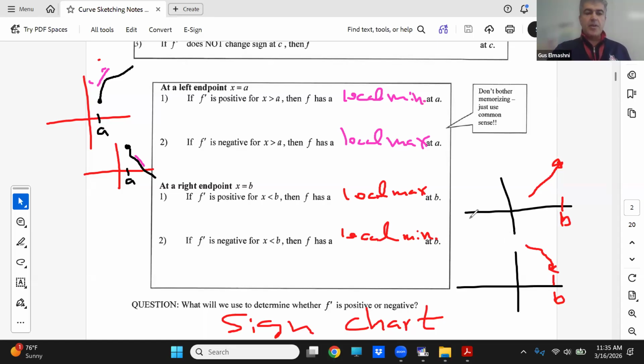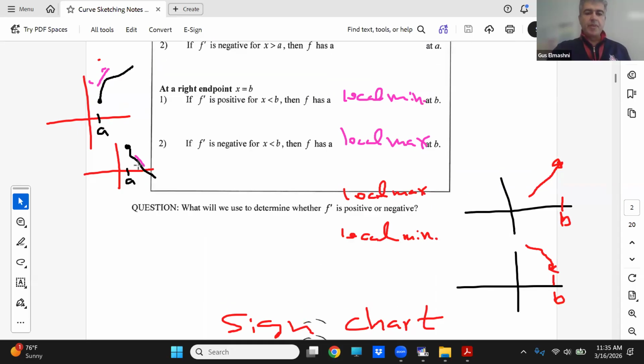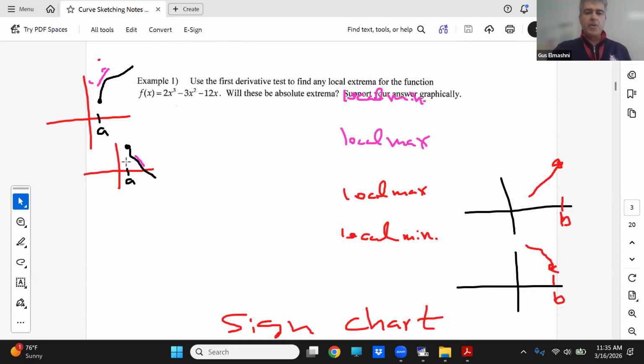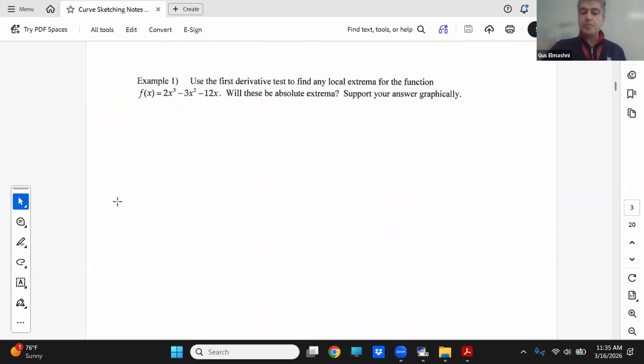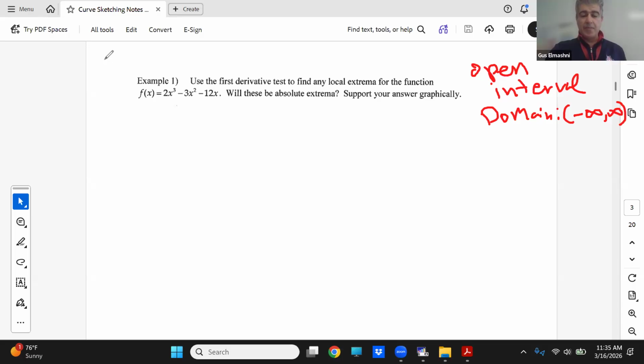Okay. So now you're going to actually do some analysis. We're going to use the first derivative test to find the local extrema. We're also going to graph this too. And now this is an open interval, mind you, so no endpoints. Because what's the domain for all polynomial functions? Yeah, all real numbers, right? Unless I told you a restricted domain, but I'm not telling you that.